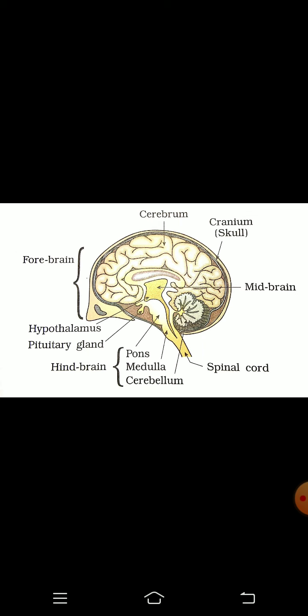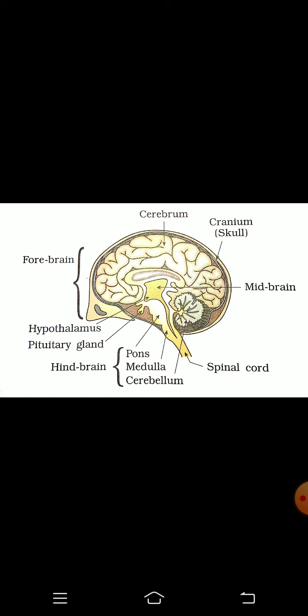Now let us talk about the hindbrain. It consists of the cerebellum, the medulla and the pons. These three things are there in the hindbrain. What is first? The cerebellum. Do not be confused by cerebrum and cerebellum. Both are different. The cerebrum is a part of the forebrain. The cerebellum is part of the hindbrain. Please remember the difference.